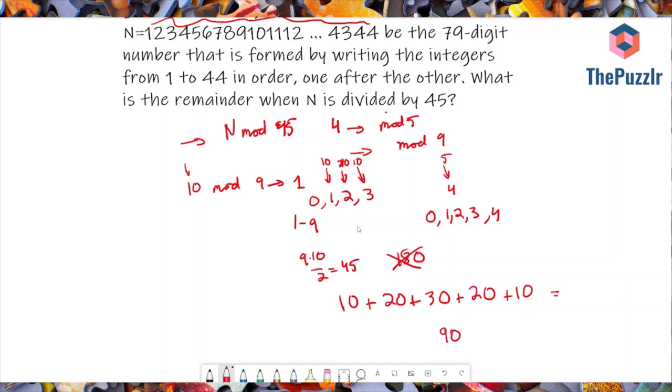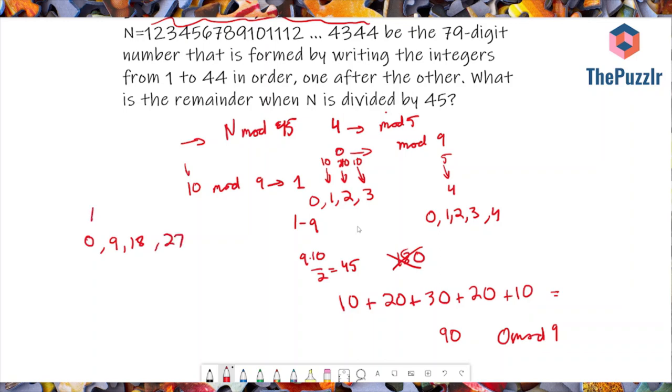So that means that 90 is divisible by 9, so our answer is actually divisible by 9, which means it's 0 mod 9. So our answer is 0 mod 9, and 4 mod 5. Let's start listing out the options: 0, 9, 18, and 27, and we would keep on going.